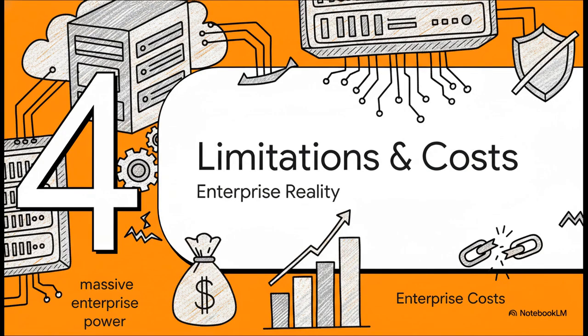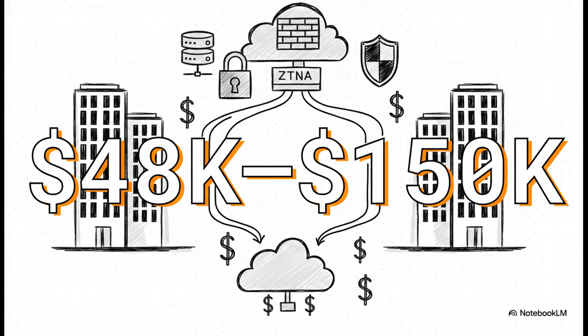Section 4. Limitations and enterprise costs. $48,000 to $150,000. To put that into perspective, that represents the estimated annual cost for a 500-user organization. Enterprise SSE platforms typically range from about $8 to $25 per user per month. It's totally vital to understand that you're paying for the entire SASE stack here, the SD-WAN, the ZTNA, the firewall, the whole shebang, along with the isolation.